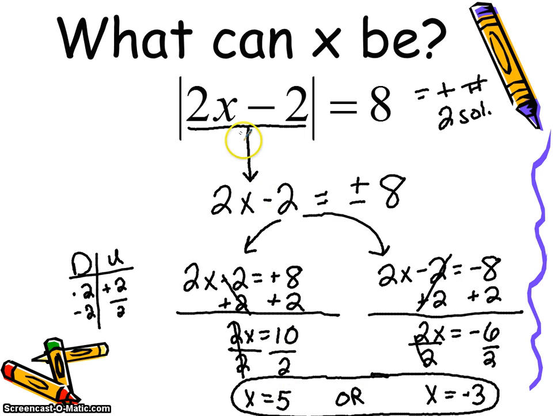And we can still check our answer. 2 times 5 is 10 minus 2 is 8. How far away from 0 is 8? 8 away. Put negative 3 in. 2 times negative 3 is negative 6. Minus 2 makes negative 8. How far away from 0 is negative 8? 8 away.